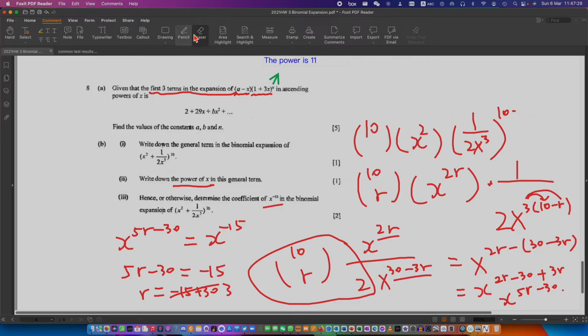Are you clear? Double check. Minus 7. This is 7. Right? So how do you double check? Ask yourself, this and this must add to 10, right? Then this 10 minus this must give 3. So this is not 3, this is 7. That's how I double check. Are you clear? So therefore this is 10 minus r.